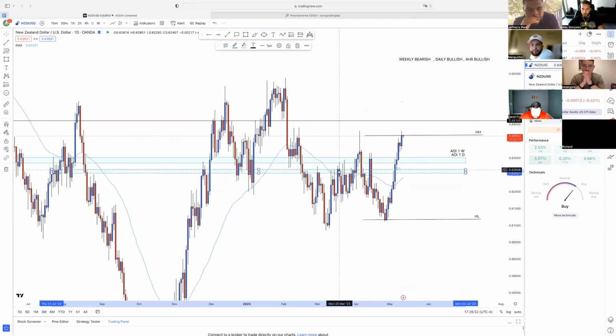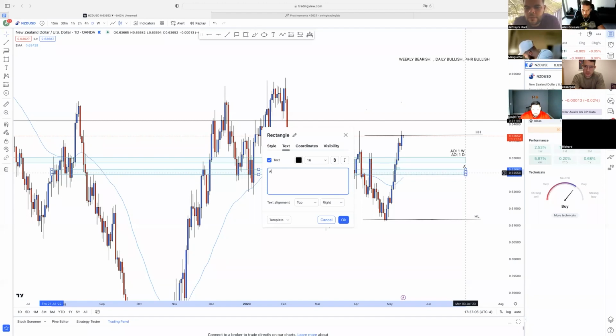I grabbed 1 body right here, 2 bodies, move it down just a little bit to get 3 bodies, 4 bodies, 5 bodies. That's it. All we need is 3. We don't need more than that. So this is area of interest 2 on the daily.